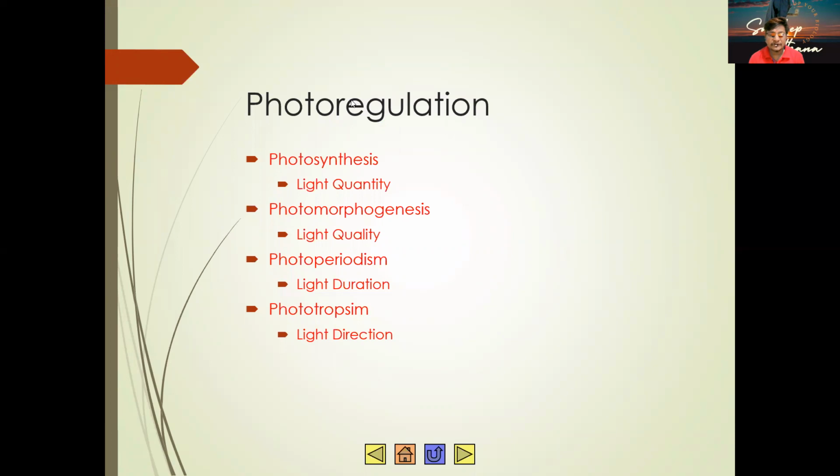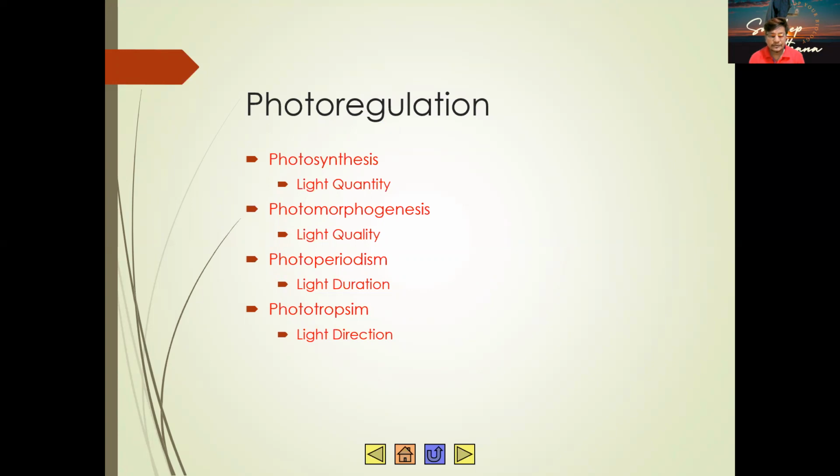Before I go into the detail of the structure and all, there are a few things we keep in mind. Photosynthesis is largely dependent on the light quantity. Photomorphogenesis is dependent on the light quality. Photomorphogenesis means the development of the plant, or how exactly the body parts of the plant are going to be formed in the presence of light. For example, if you do not give proper light to a leaf or germinating seedlings, the color of the leaf may not be green, or it is going to be attenuated.